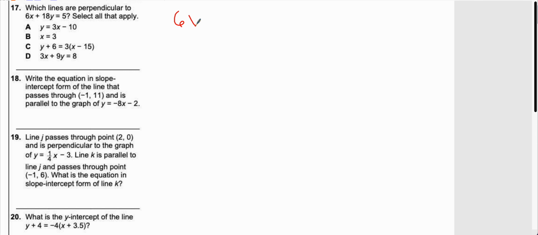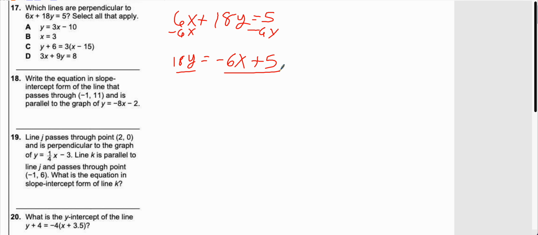So 6x plus 18y equals 5. We need to find the slope of that line, which means I want y by itself, right? Take away 6x. Minus 6x. So 18y equals -6x plus 5. Then divide by 18. So y equals -6/18 x, which is -1/3 x, plus 5/18. We really don't care about the y-intercept on these, right?